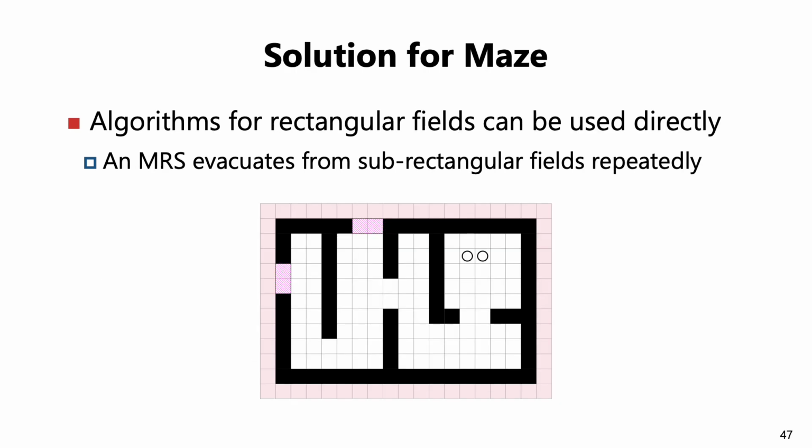To evacuate from a maze, we can use algorithms for rectangular fields directly. So an MRS repeatedly evacuates from sub-rectangular fields like this. An MRS evacuates from the first rectangular field, then the second, third, fourth, and the fifth one. Finally, an MRS has evacuated from this maze.